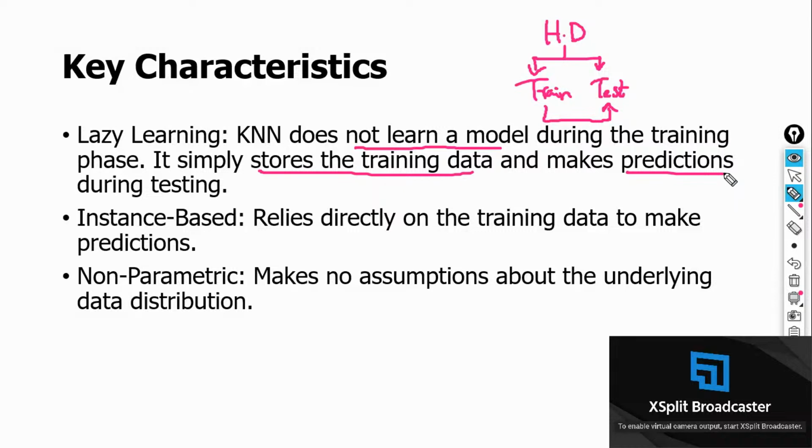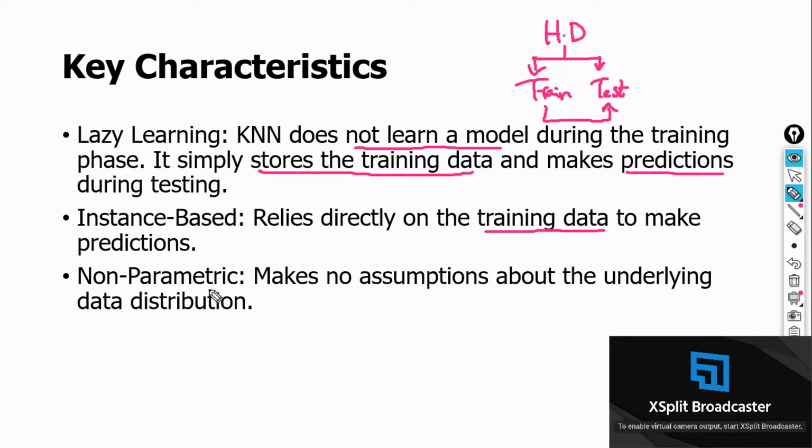Okay, that is the reason it is called lazy learning. But how it is capable of doing predictions, we'll understand. Then we also spoke about instance-based. What is instance-based? It's nothing but completely depending on training data. Whatever training data that we have, it completely relies on the training data for predictions. Based on that particular instance, it is going to perform the predictions.